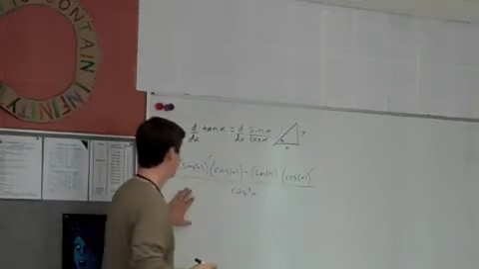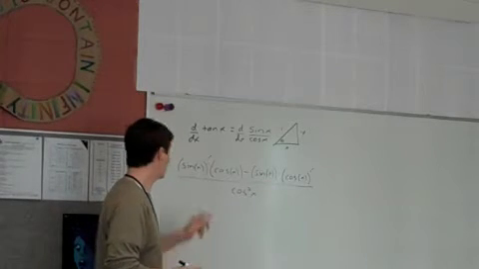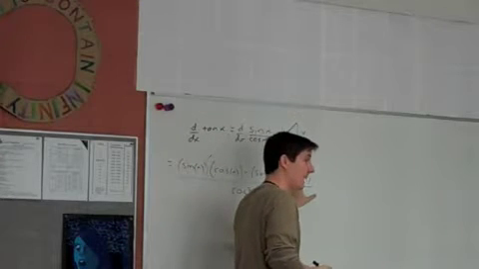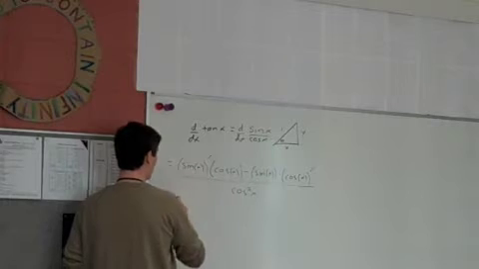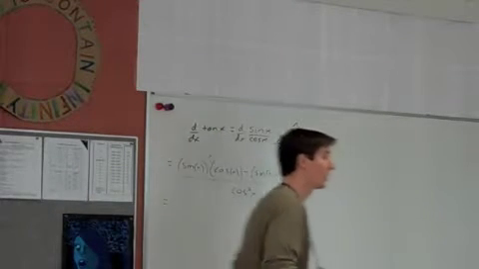Okay? Am I done? No. I still have to take a derivative here and here. I still have some work to do. But now this isn't a quotient rule problem. This is just the derivative of sine. What's the derivative of sine? Cosine.